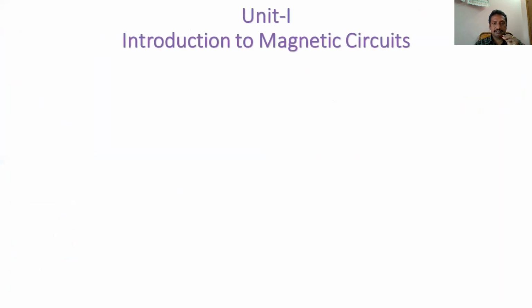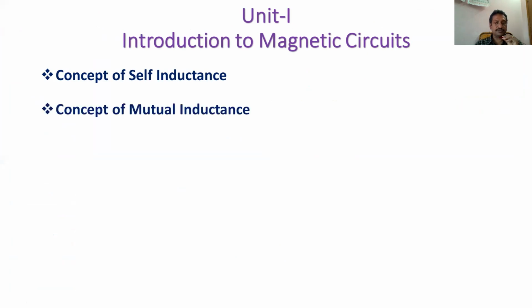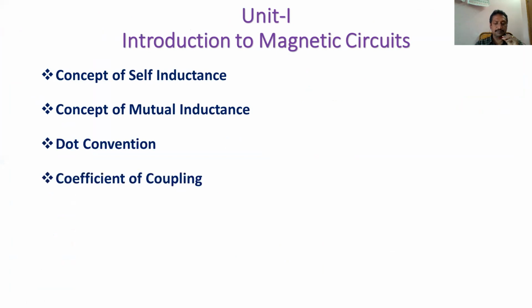Unit 1, Introduction to Magnetic Circuits. Already I covered one video. This is the second video for magnetic circuits. Topics to be covered: concept of self-inductance, concept of mutual inductance, dot convention, coefficient of coupling. These things will be covered in this video session. First we start with the concept of self-inductance.